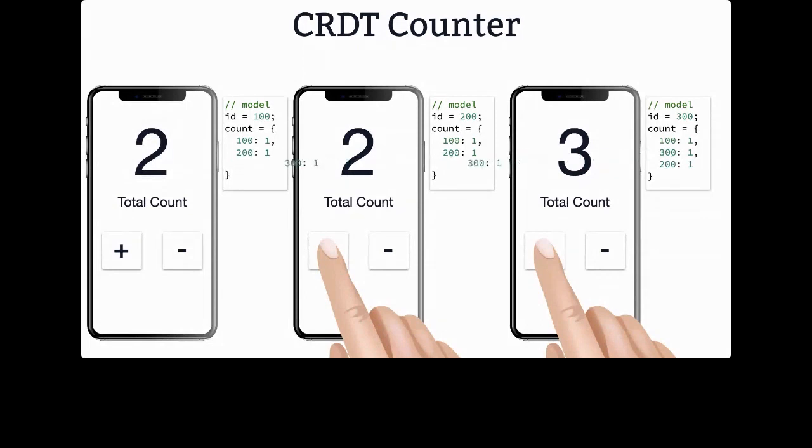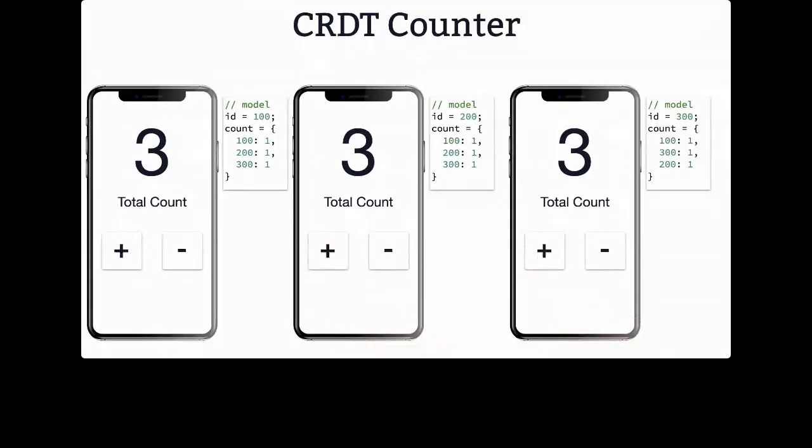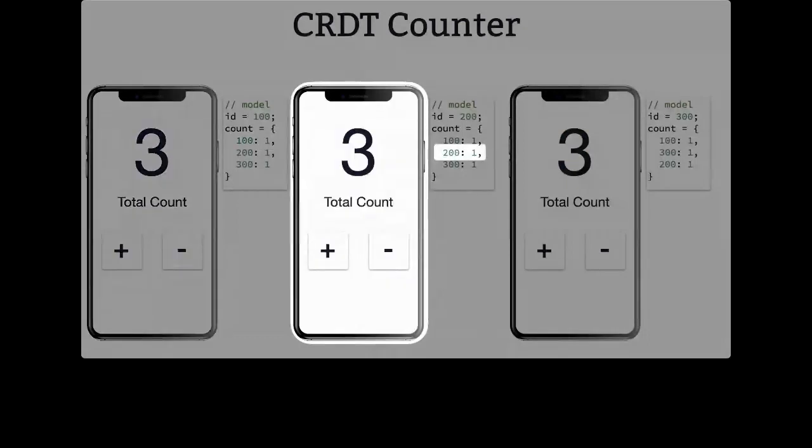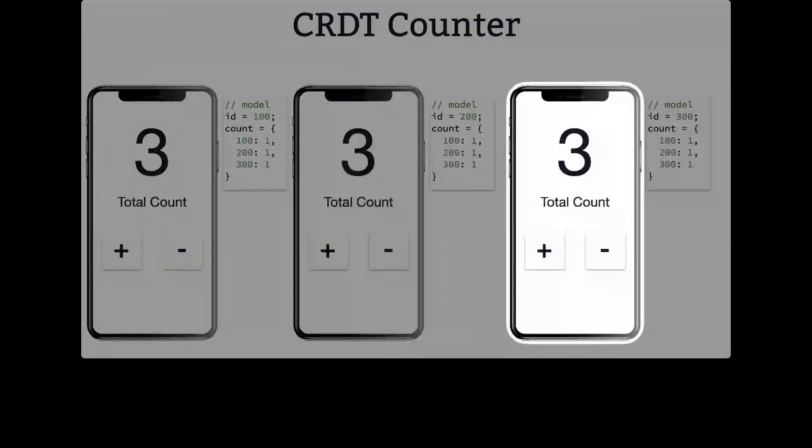And as you can see, the count value for each node is now consistent at three. Now, any subsequent increments will simply increment the appropriate partial count value in the map. So incrementing on this device will increment this key value pair, and incrementing on this device will increment this key value pair. And lastly, incrementing on this device will increment this key value pair.